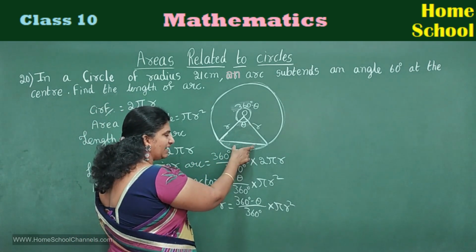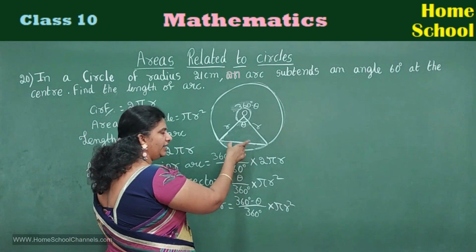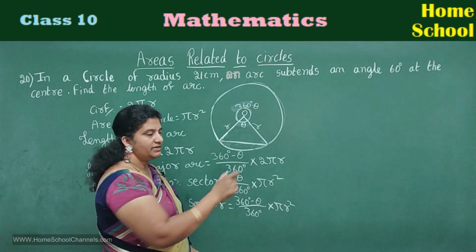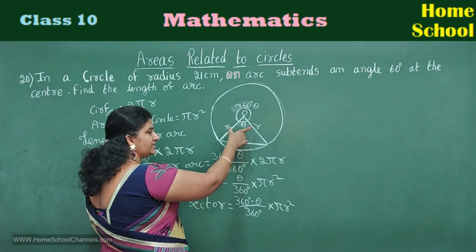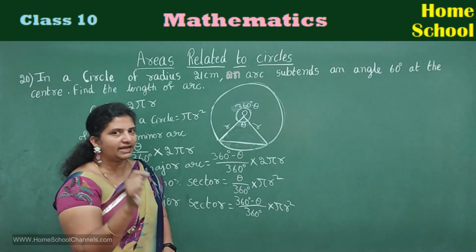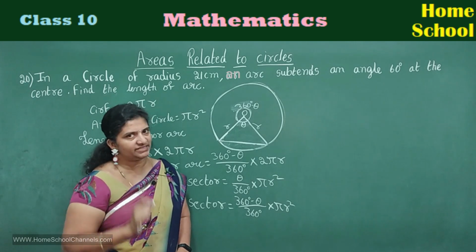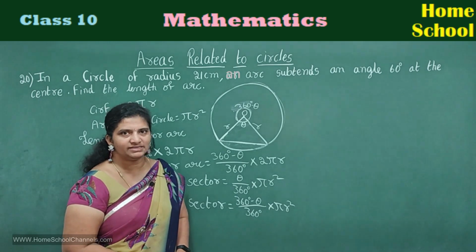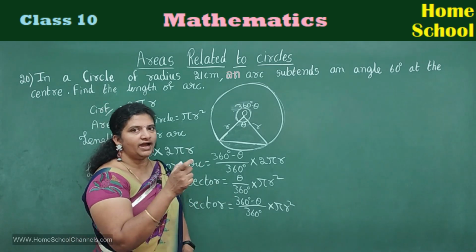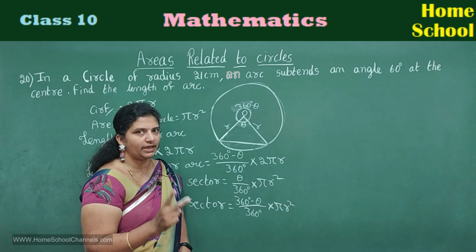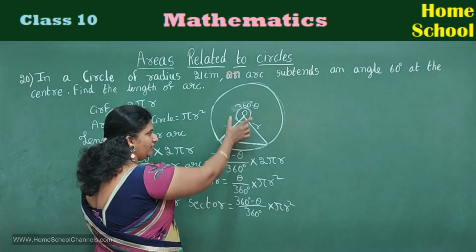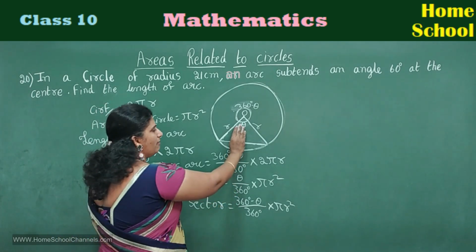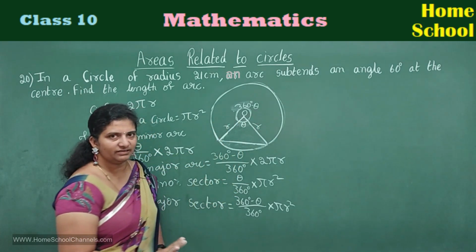This is the minor segment. A chord divides a circle into 2 segments: a minor segment and a major segment. The segment which includes the center is called a major segment, and the one which does not include the center is called a minor segment. A sector is also the same manner, as you have seen: minor sector, major sector. Right?